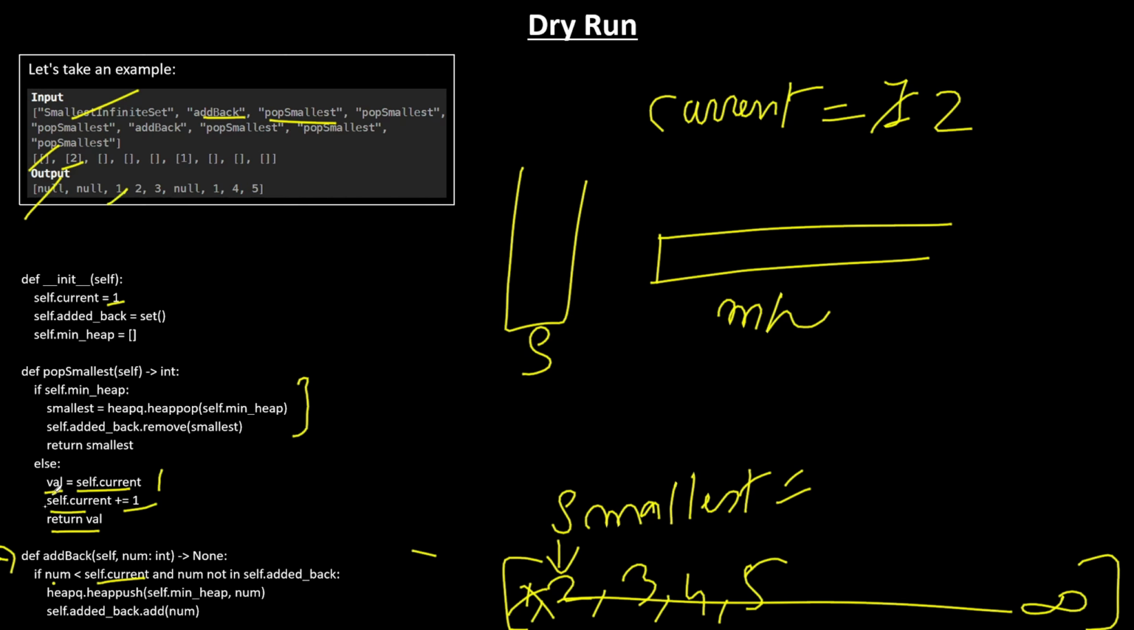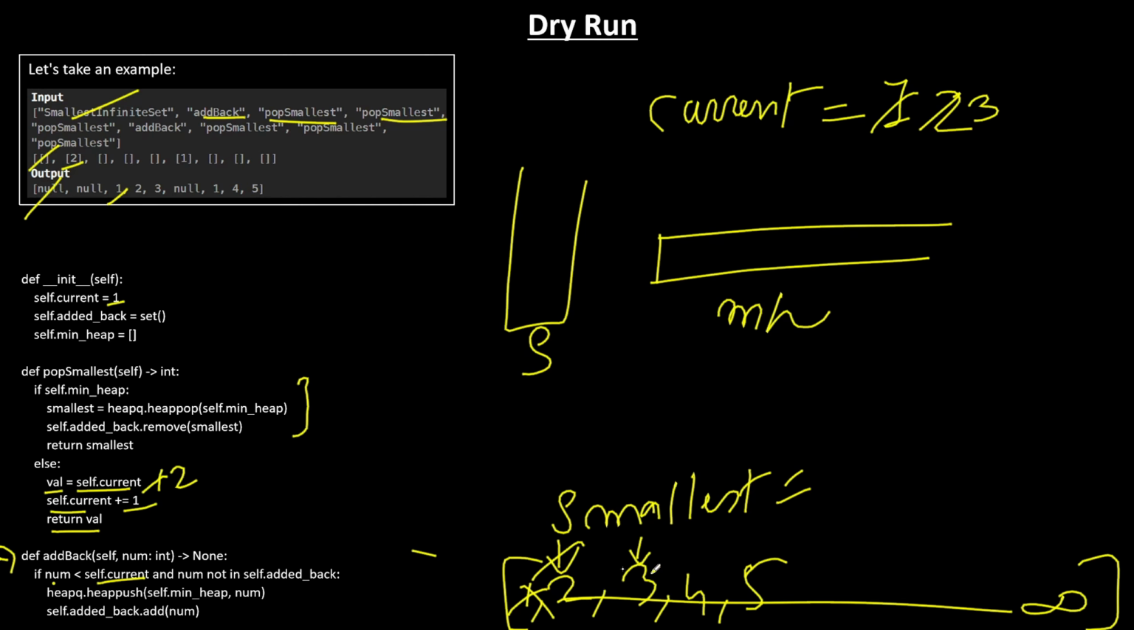Next. Again, it's pop smallest. You come back here because the min heap is empty now. What do you do? You take the current, which is 2 here, right? So this will be replaced with 2. You increment the current from 2 to 3, which is done correctly. And since you have popped this from the infinite set, this pointer will move here.